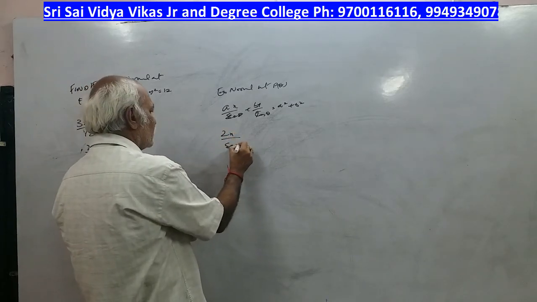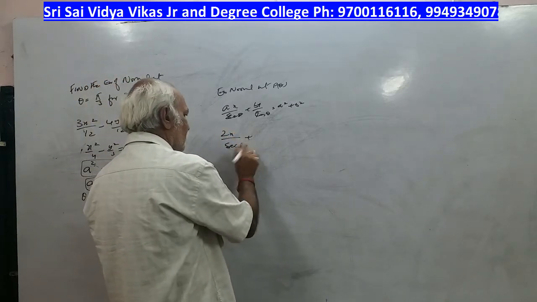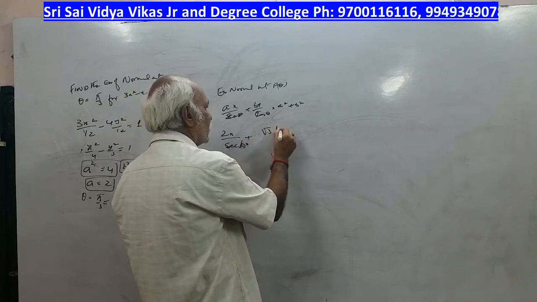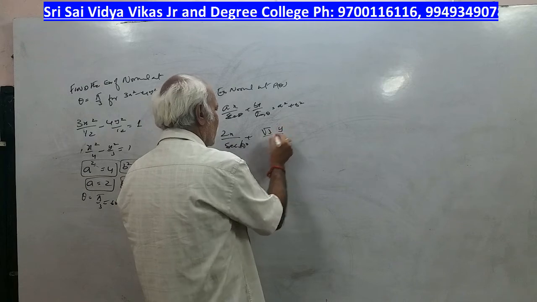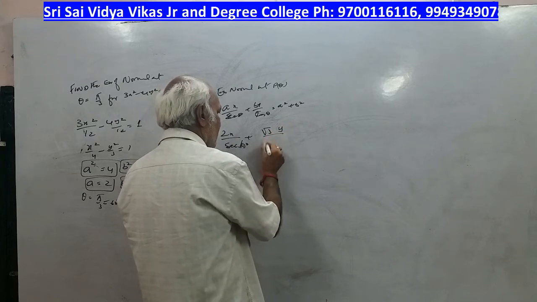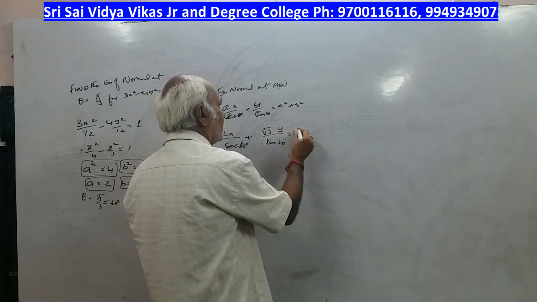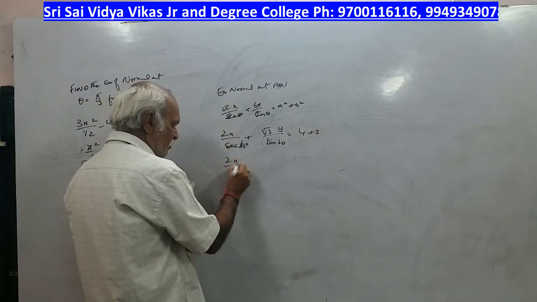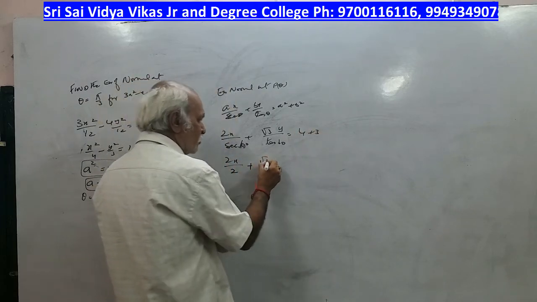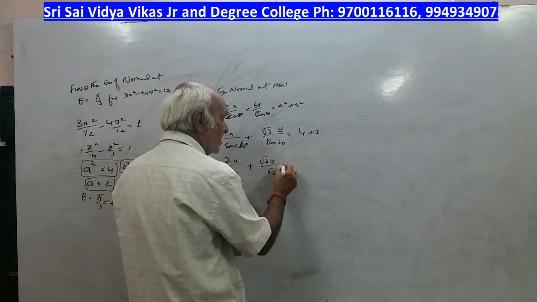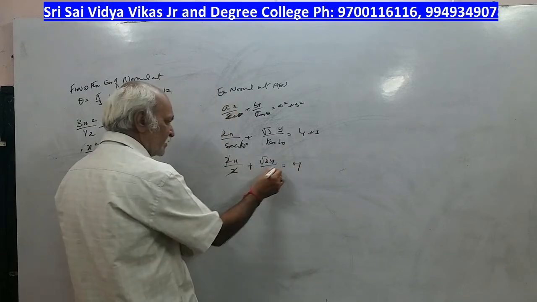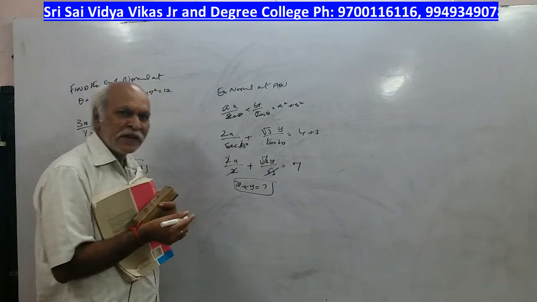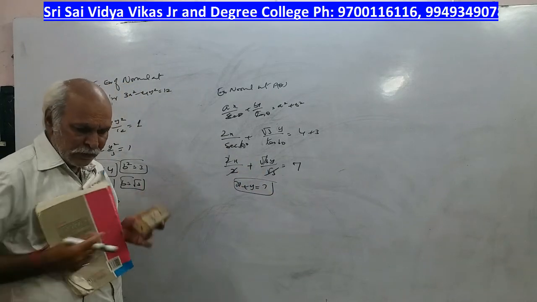2x by secant 60 plus by, b is what? Root 3 y by tan 60 is equal to a square plus b square, 4 plus 3. So secant 60 means 2, plus root 3 y by tan 60, which is root 3, is equal to 7. So 2 will get cancelled, root 3 will get cancelled. x plus y is equal to 7. It is a 2 marks question, he can give you for 2 marks. Okay. Please note this down.